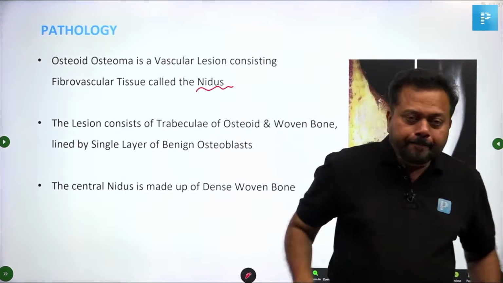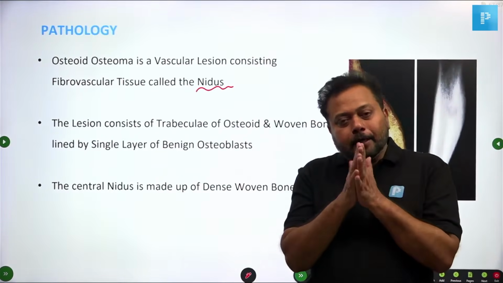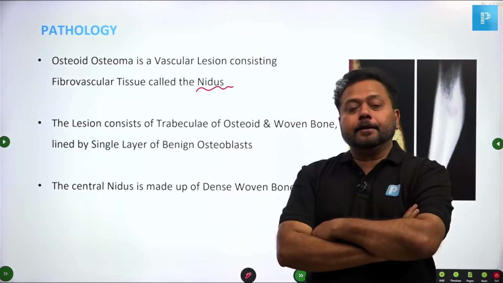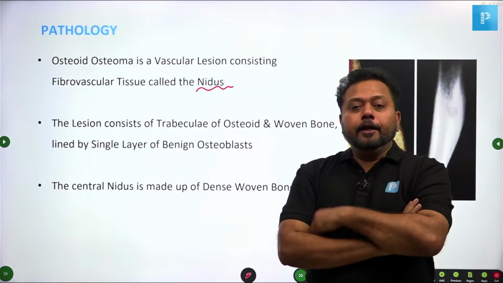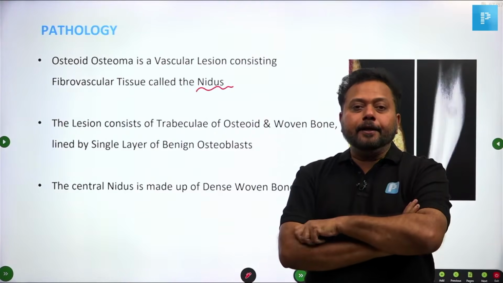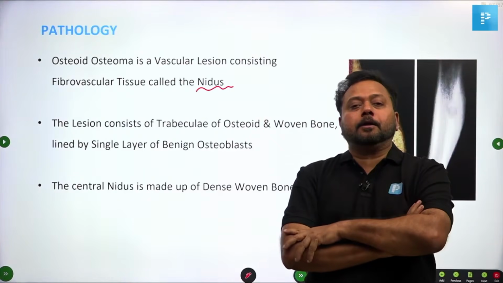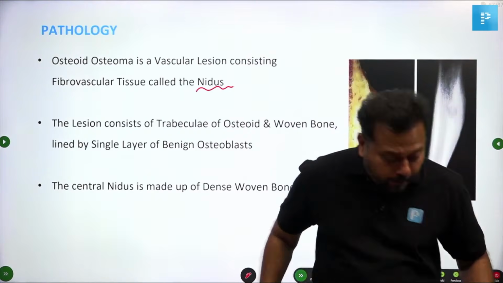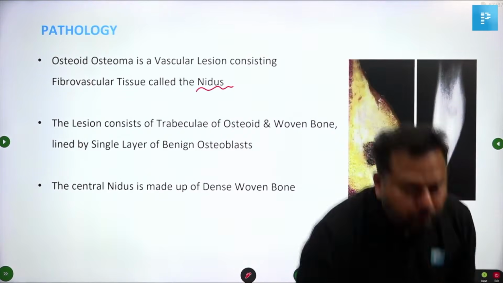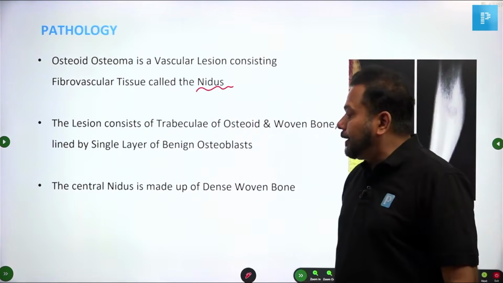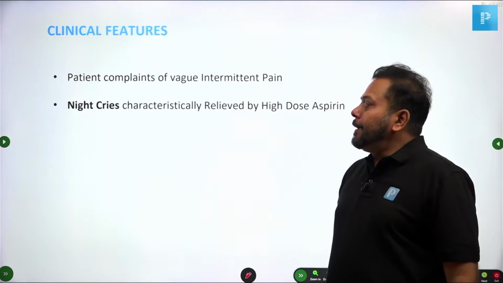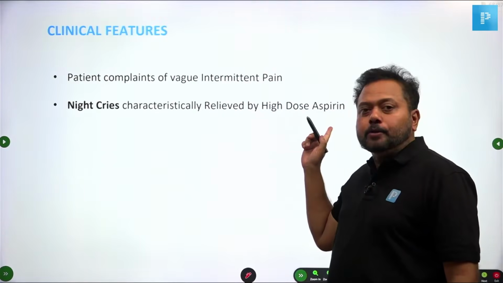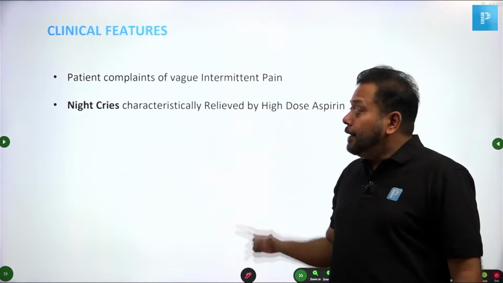You see, nidus is a prostaglandin producing substance. It is rich in nerve endings. It is richly vascular. It produces prostaglandin. Suddenly during night time, it releases prostaglandin, and that is the cause for night pain. So nidus is the cause of night pain, right? Patient presents with vague intermittent pain, night pain characteristically relieved by high dose aspirin or ibuprofen.